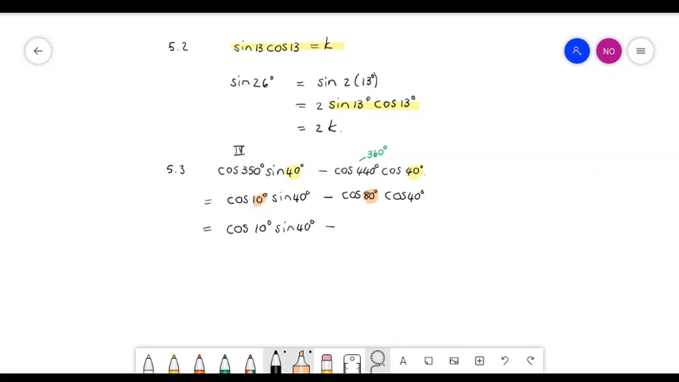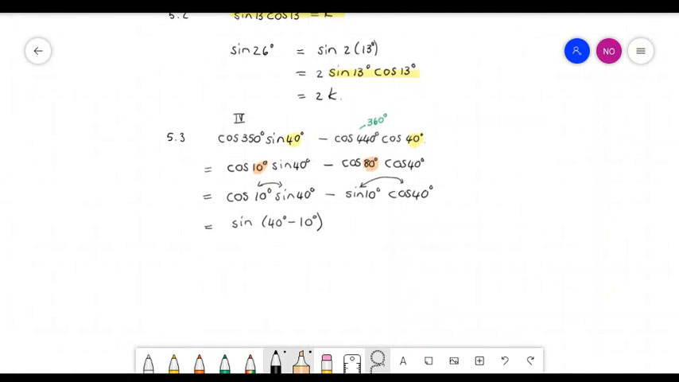And for this one, I'm going to write that as sine 10. Cos of 80 is the same as sin of 10. And now you have your two angles and it will become sin of 40 degrees minus 10. Just check you're swapping them around inside. Go and look at it carefully. What will that give you? sin 30 degrees, which is.